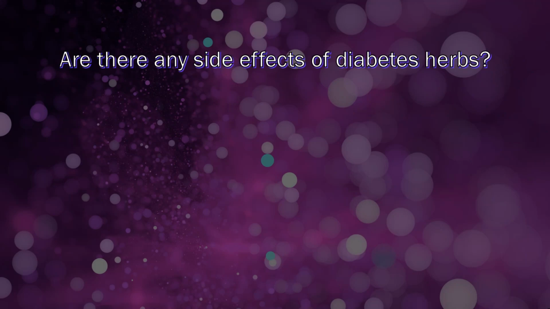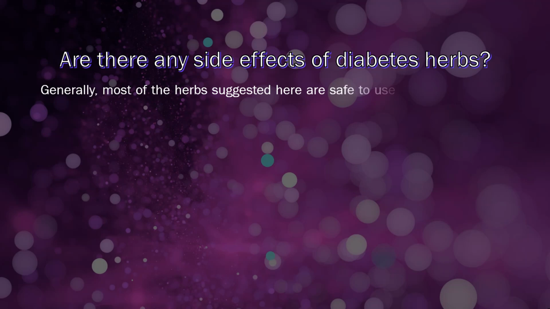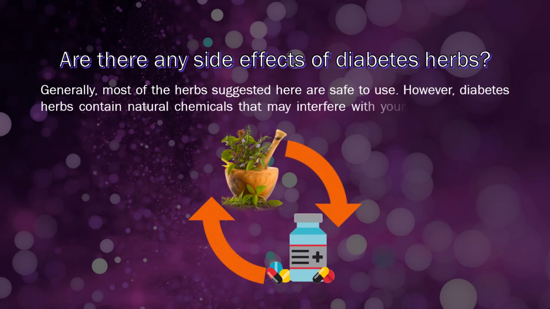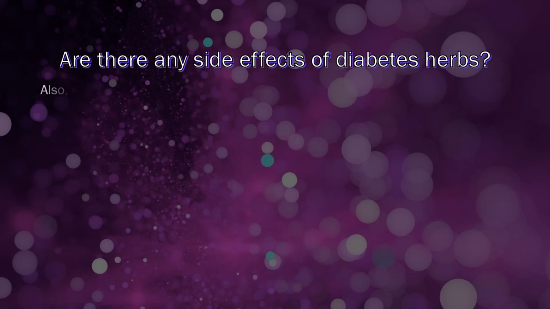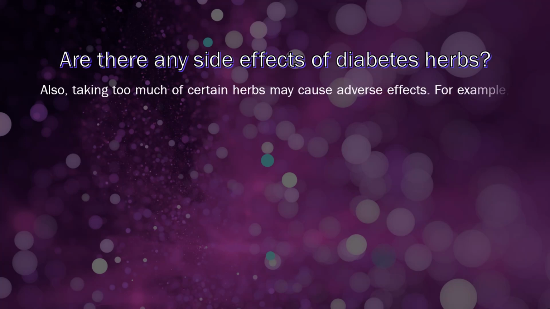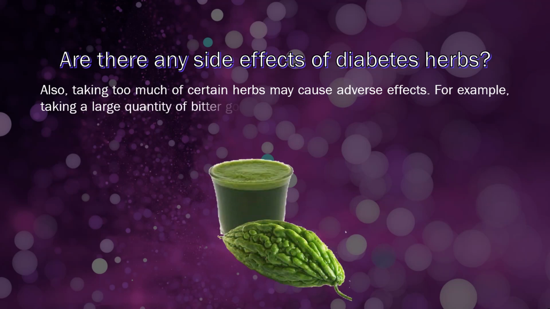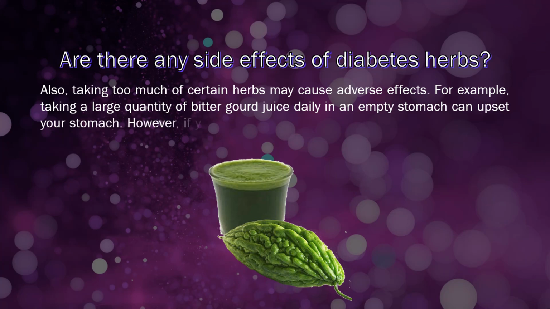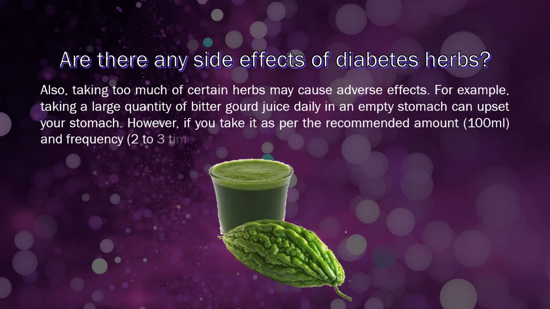Are there any side effects of diabetes herbs? Generally, most of the herbs suggested here are safe to use. However, diabetes herbs contain natural chemicals that may interfere with your medications and may cause untoward symptoms. Also, taking too much of certain herbs may cause adverse effects. For example, taking a large quantity of bitter gourd juice daily on an empty stomach can upset your stomach. However, if you take it as per the recommended amount, 100 ml, and frequency, 2 to 3 times a week, this will not cause any side effect.